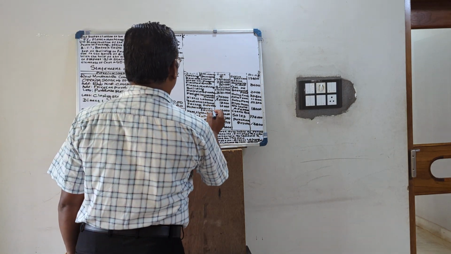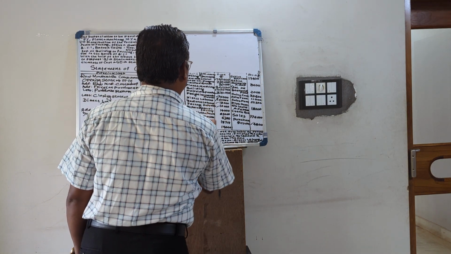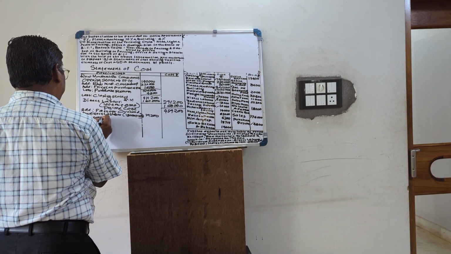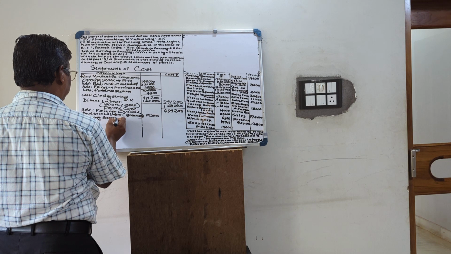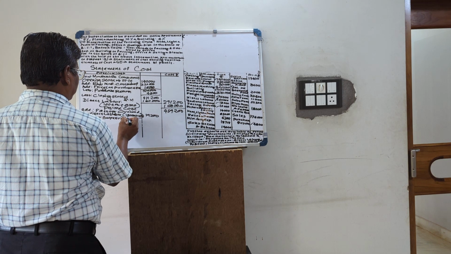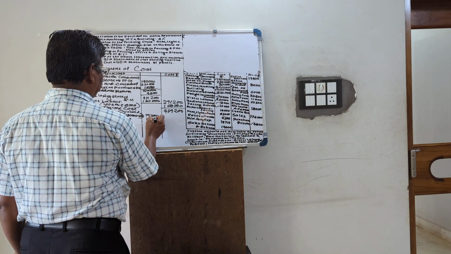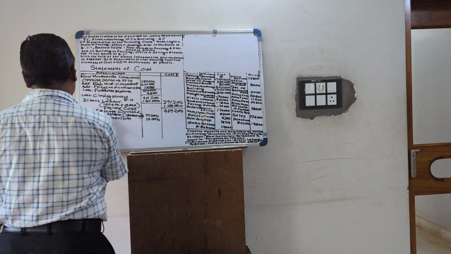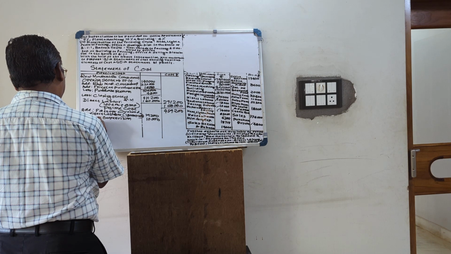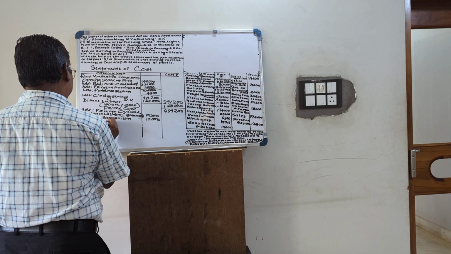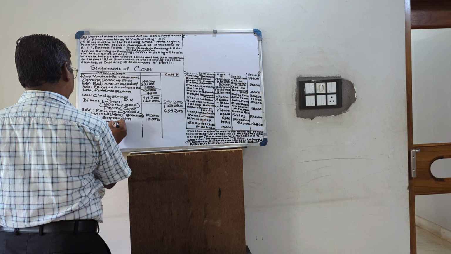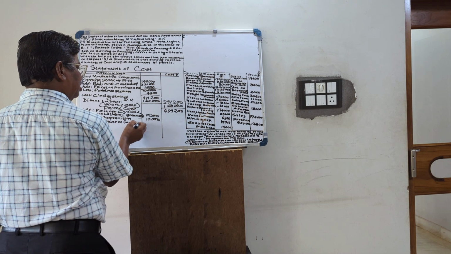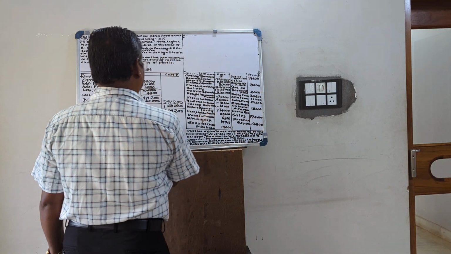Then factory supervision 10,000. Then repair and upkeep of factory, this is 14,000.